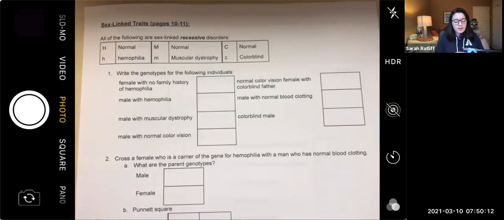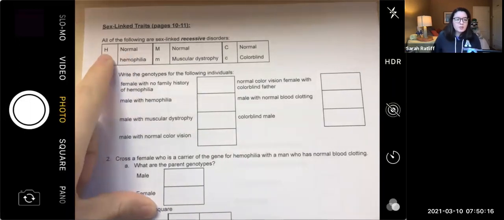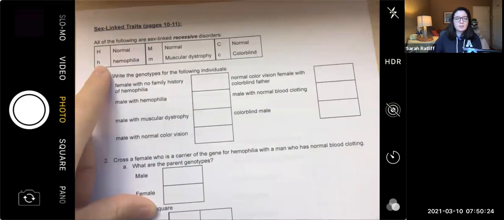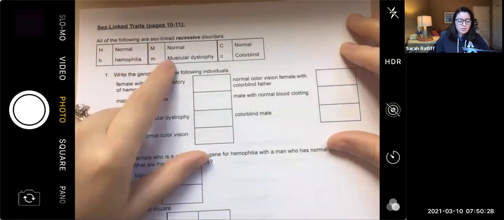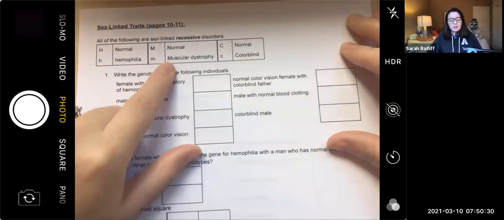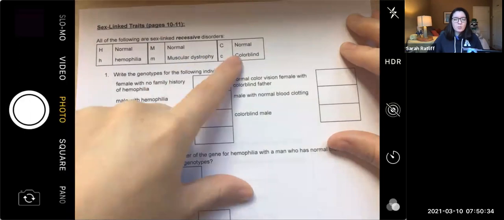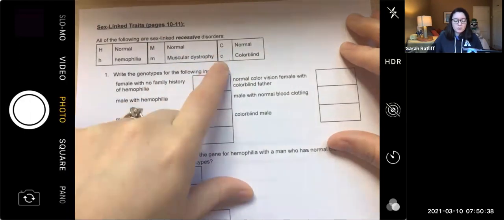All right, so here we have hemophilia. A normal person has capital H because normalness is dominant. Hemophilia is recessive, so that'll get a little h. Next, we have muscular dystrophy. Same deal, except we're going to use M for muscular dystrophy. And lastly, we have color blindness. Again, same thing. Normal is being color seeing, and recessive is being color blind.